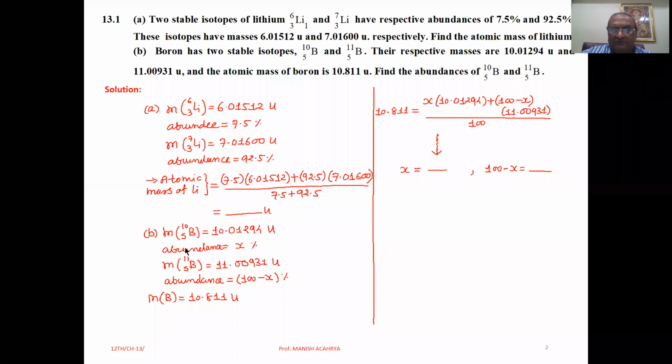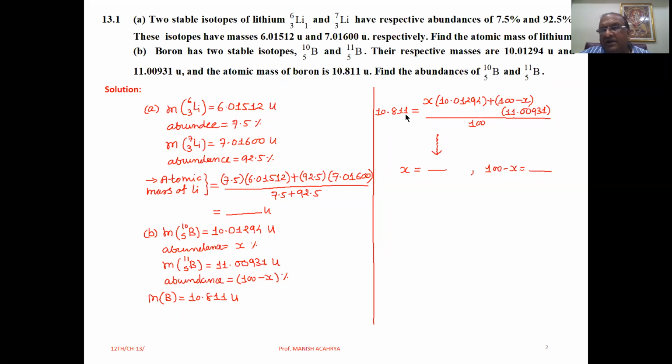Now for boron, mass of 5B10 that is 10.01294 U, that is given to you. Suppose for this isotope the abundance that is X percentage, and for the isotope 5B11 mass is 11.00931 U, then its abundance that will be 100 minus X percentage, obviously. Now mass of boron that is given to you 10.811 U.